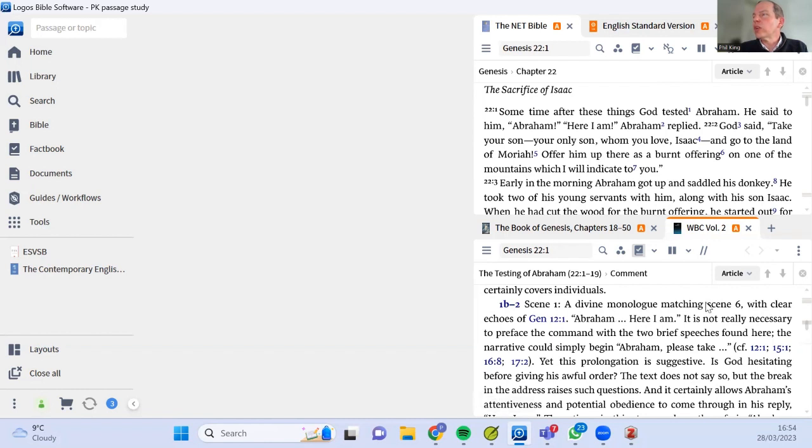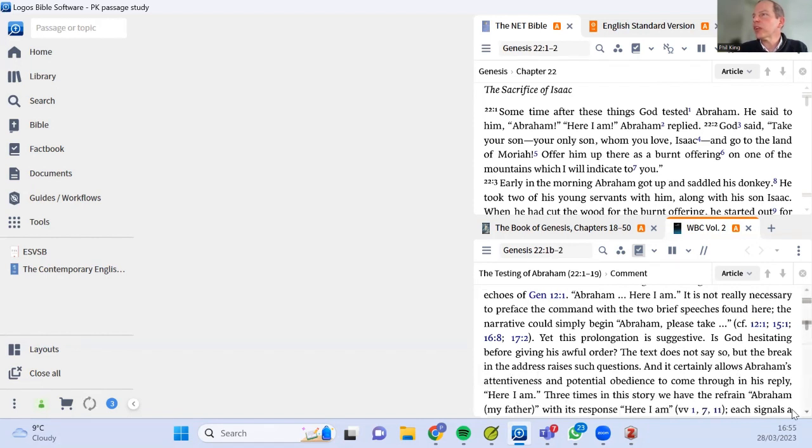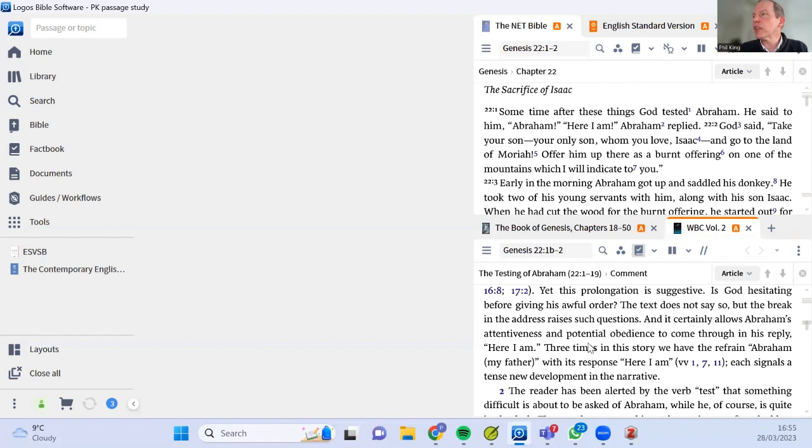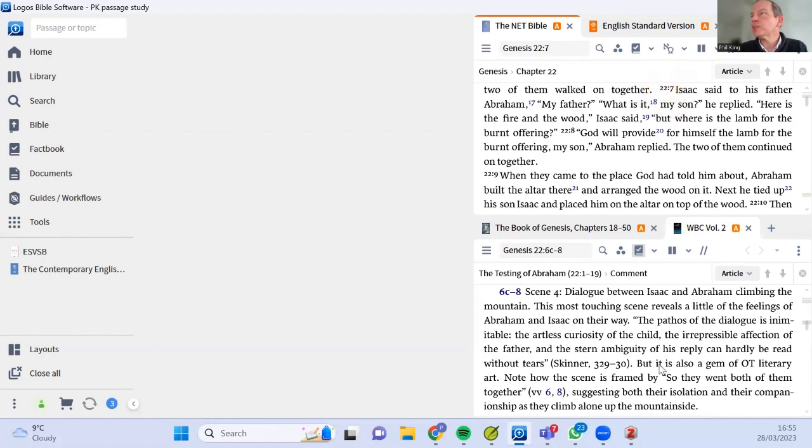So it's noticed it matches scene 6 with echoes of Genesis 12:1 with Abraham, here I am. Is it saying anything else about using the name? It mentions again 3 times in this story we have the refrain Abraham or my father, with its response here I am, each one signaling a tense new development in the narrative. Let's then have a look at verse 7 and see if it suggests anything there.